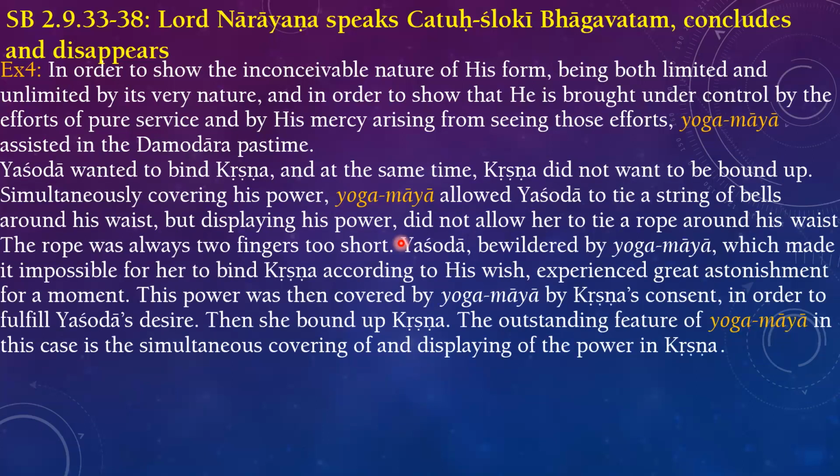Yashoda, bewildered by Yogamaya, which made it impossible for her to bind Krishna according to his wish, experienced great astonishment for a moment. This power was then covered by Yogamaya by Krishna's consent in order to fulfill Yashoda's desire. Then she bound up Krishna. The outstanding feature of Yogamaya in this case is the simultaneous covering and displaying of the power of Krishna.